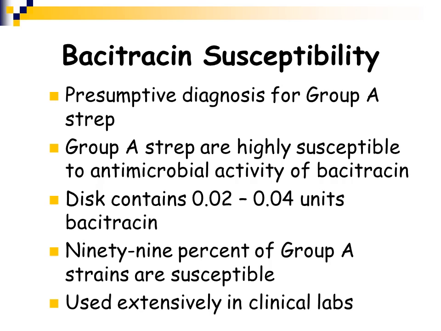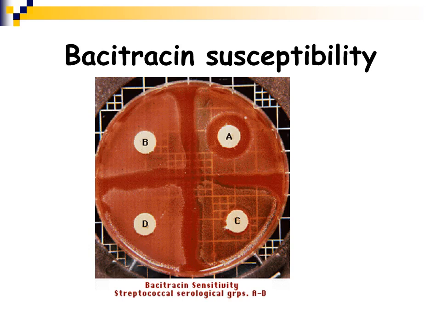These strep pyogenes or group A strep are highly susceptible to bacitracin, so there will be a zone of inhibition around the bacitracin disc. The bacitracin discs contain between 0.02 and 0.04 units of bacitracin, and 99% of group A streps are susceptible to the bacitracin disc. Here's a typical bacitracin sensitivity to Streptococcus groups A, B, C, and D. You can see that nice zone of inhibition around the group A Streptococcus.